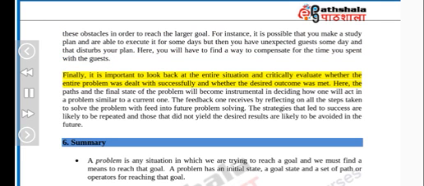Finally, it is important to look back at the entire situation and critically evaluate whether the entire problem was dealt with successfully and whether the desired outcome was met. Here, the paths and the final state of the problem will become instrumental in deciding how one will act in a problem similar to a current one. The feedback one receives by reflecting on all the steps taken to solve the problem would feed into future problem solving. The strategies that led to success are likely to be repeated, and those that did not yield the desired results are likely to be avoided in the future.